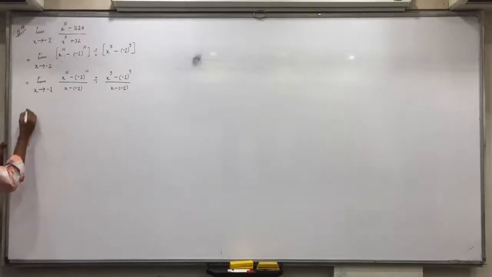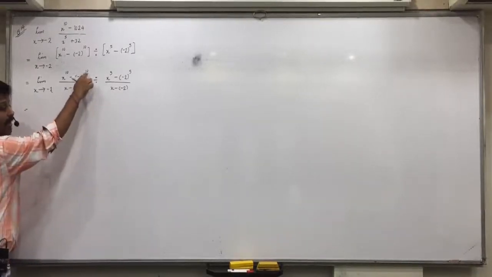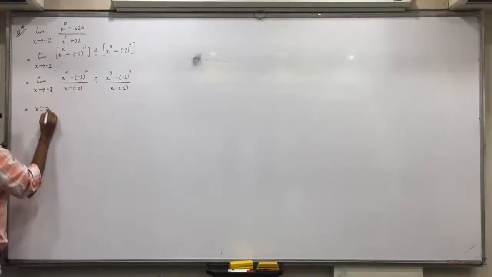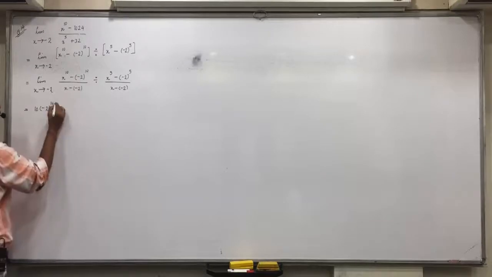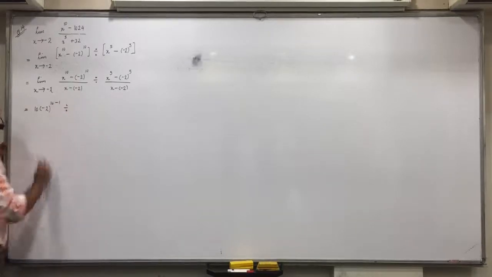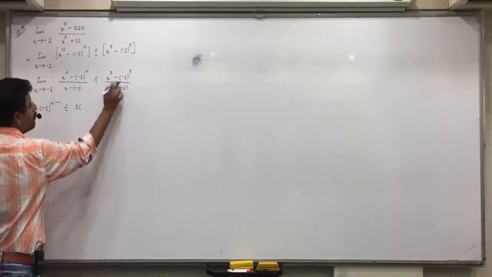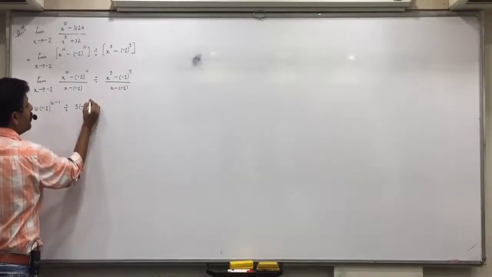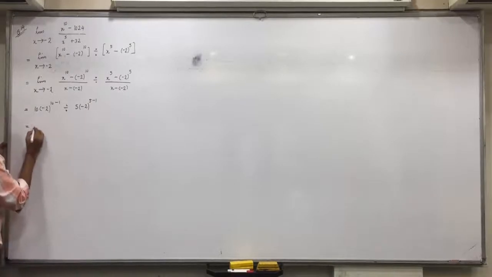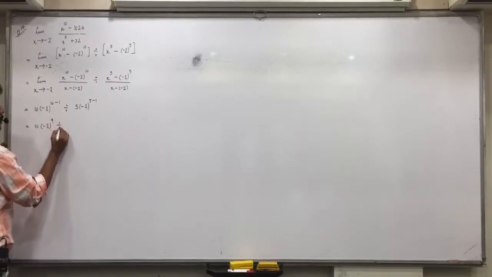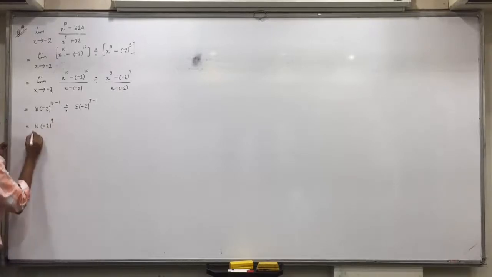Understood this? Now what is n? 10. What is a? Minus 2. Raised to n, 10 minus 1, divided by n, 5, a minus 2, raised to n, 5 minus 1. So it's 10 into minus 2 raised to 9, and in the denominator 5 into minus 2 raised to 4.